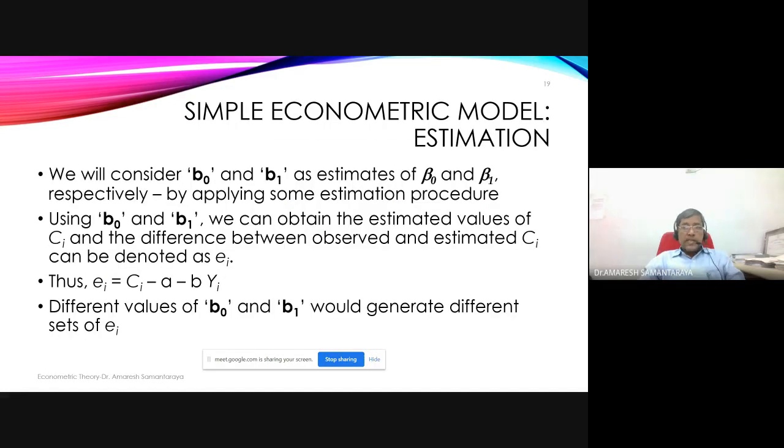Okay, yes. So here I'll now take you to a new issue. Until now, what we have been discussing is how to construct or specify an econometric model and how to apply OLS to estimate the coefficients of the model, like beta 0 and beta 1. Are all of you clear until now? If anybody has a doubt, please ask me.